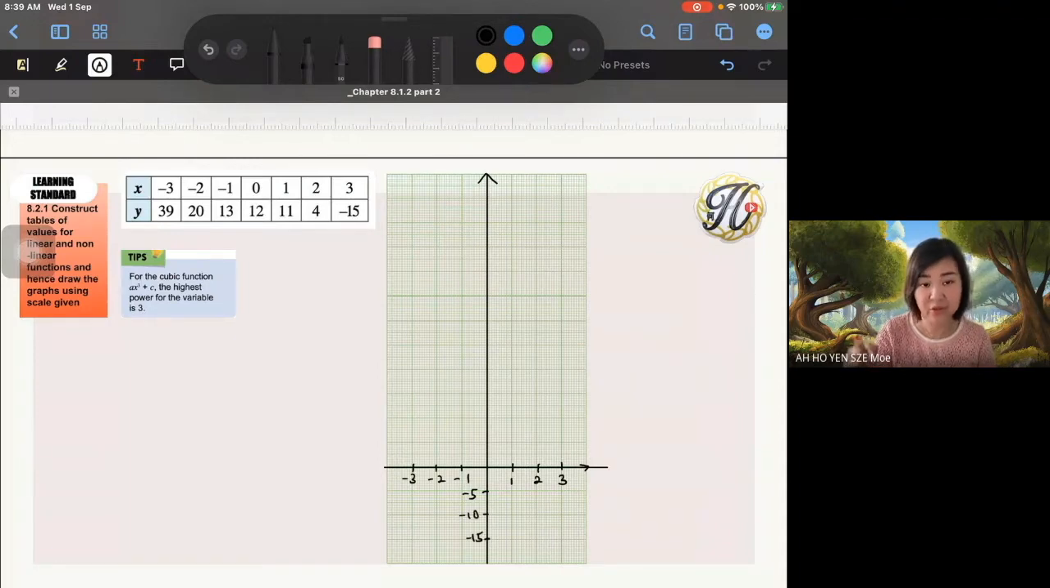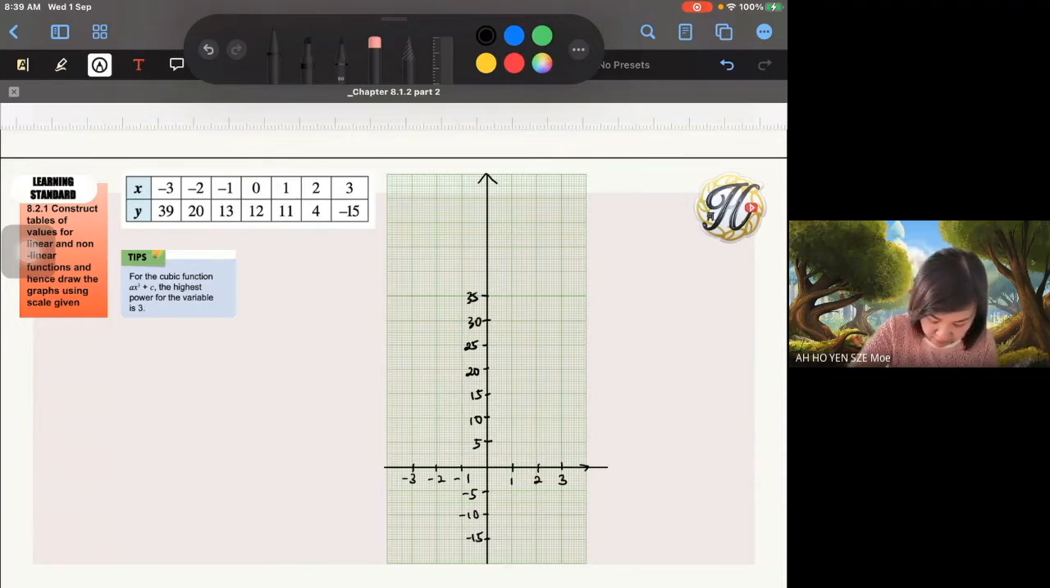Because the scale is 2 cm to 5 units. And this one continue: 5, 10, 15. You must be careful, you don't go 5, 10, 15, then suddenly jump to 25. Make sure the scale is equal, so it's consistent. 20. Don't suddenly make your scale 5, then 7, then 10, like that cannot. 25, then 30.